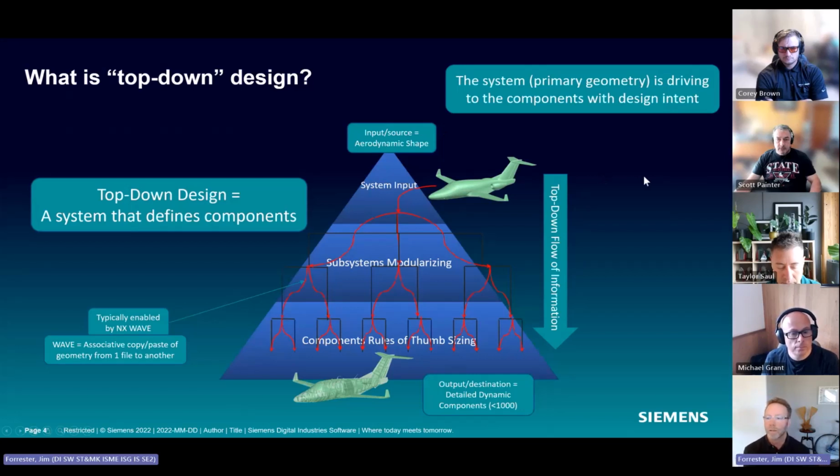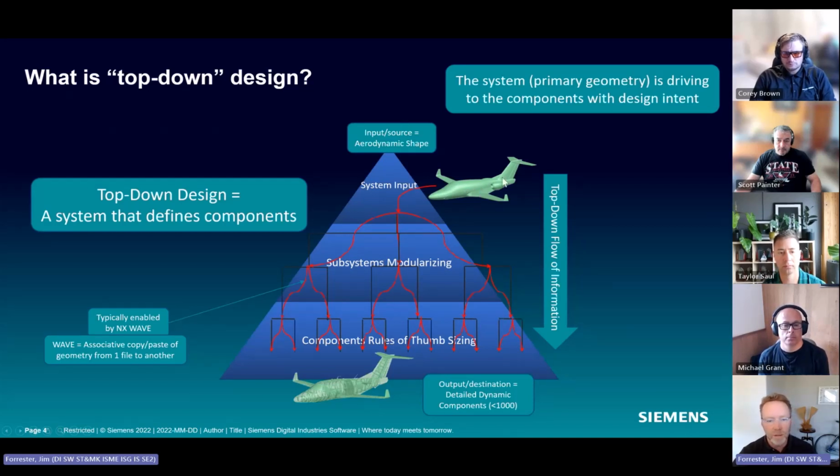So just kind of a reminder or an explanation to people who might not understand what top-down design is. Top-down design is a system that defines the components. So in this example, we start off with an aerodynamic shape of a plane. We break that up into its fundamental building blocks: a fuselage, a wing, a horizontal tail, further down into an upper wing, a lower wing, a wing spar, until we get down to the bottom and we have the individual components. And these are all connected using Wave, which is shown here in red using NX Wave.